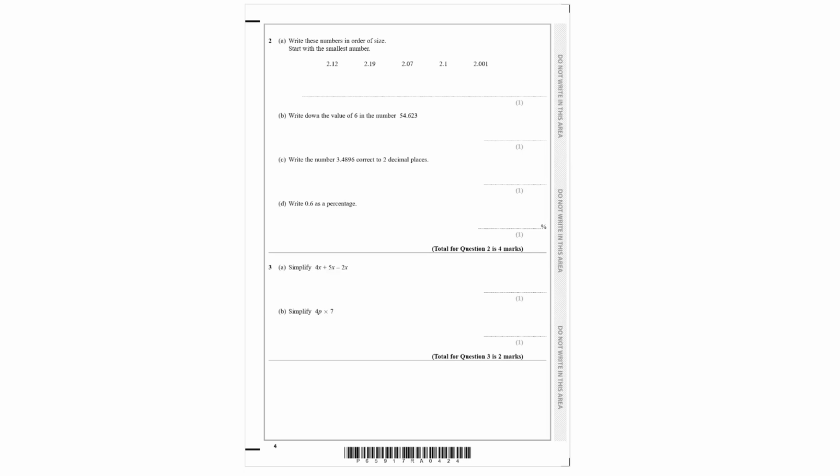Question 2. Write these numbers in order of size. Start with the smallest number. First, we can see that we have 4 figures here, so we can simplify all of these to 4 figures. Now that they're all formatted, we can see that 2.001 is the smallest. Then we have 2.07. Then we have 2.1. Then 2.12. And finally 2.19.